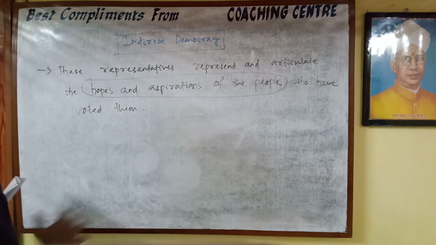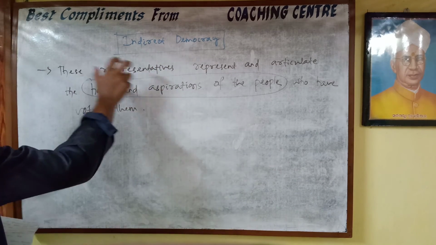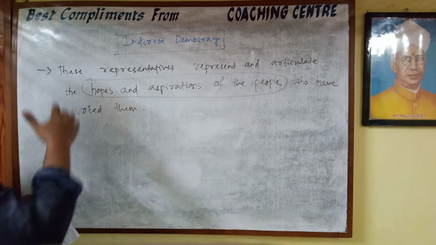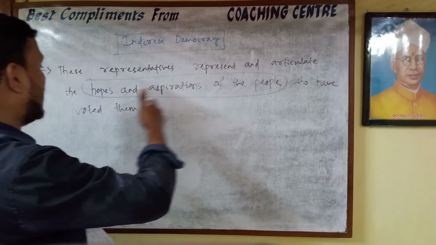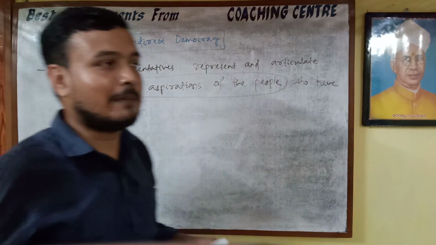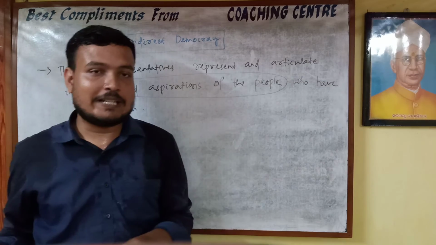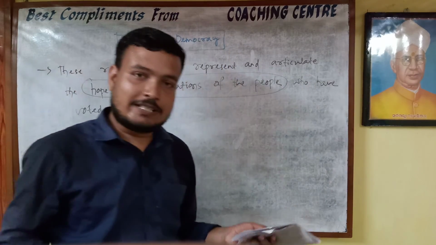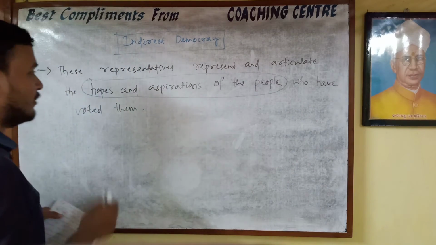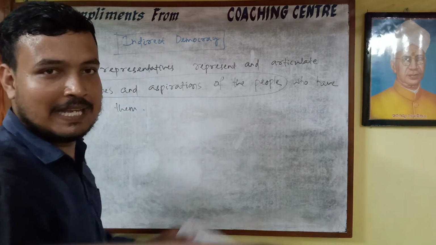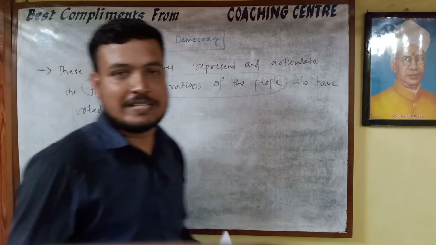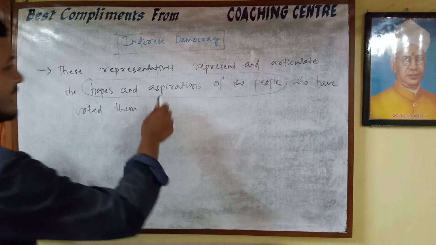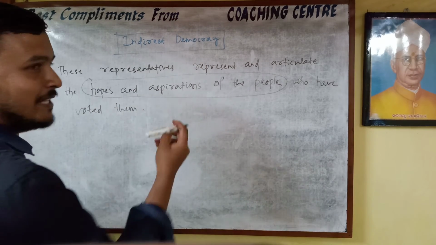Once again I am repeating, these representatives represent and articulate what? The hopes and aspirations of the people who have voted them. In our area this should be there, a medical college should be established, right? There is no road here, build a road. These are the common demands. These are the hopes and aspirations of the people: safe drinking water, transportation facilities, establishment of universities. So these are the hopes and aspirations of the people, right?